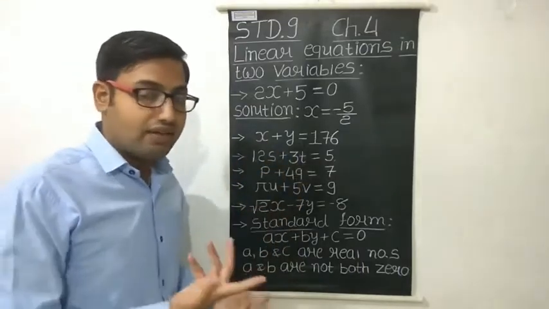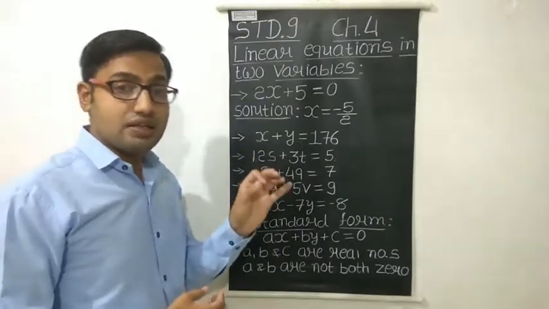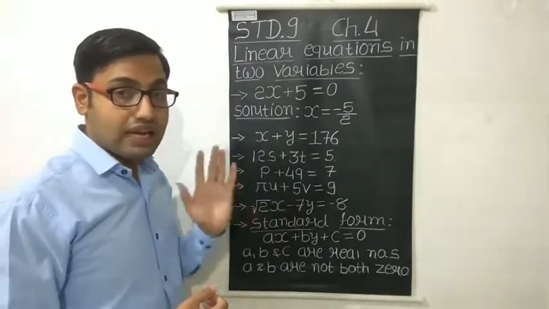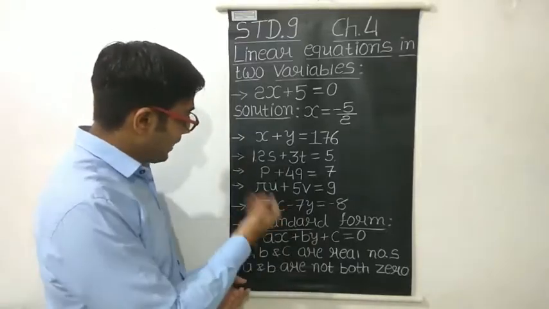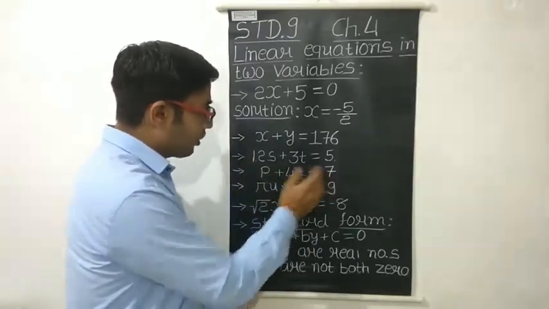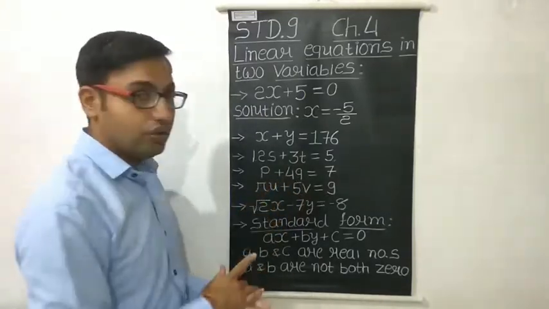Yes, we can take any variable from the alphabets, but it must be in small form. We do not have to take capital letters, right? We have to take small letters. Third example is p plus 4q is equal to 7. Here also the variables are p and q, different variables.